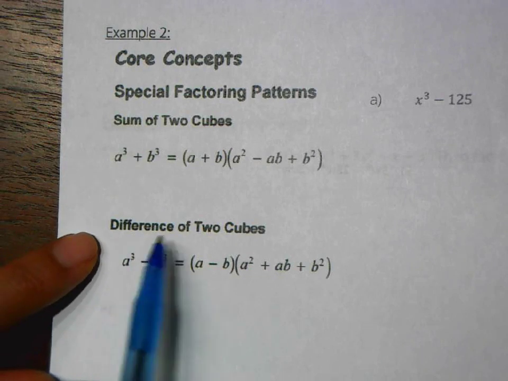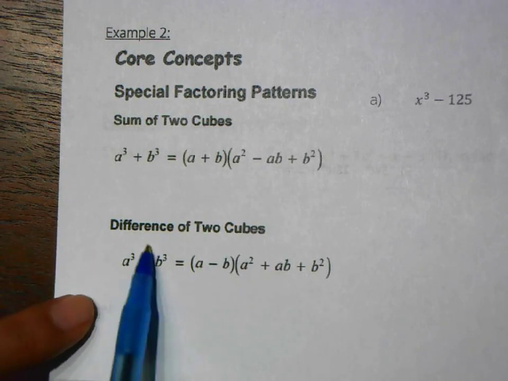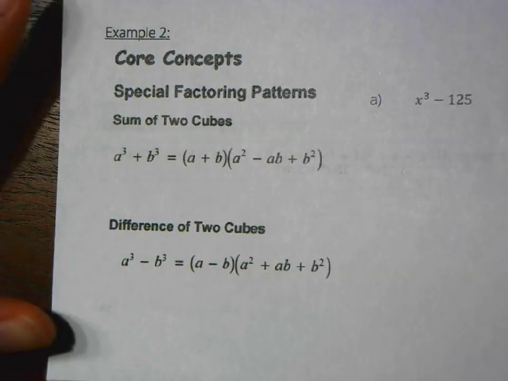So you also have the difference of two cubes. You have a cubed minus b cubed, a perfect cube minus another perfect cube. So how does that work? Let's take a look.